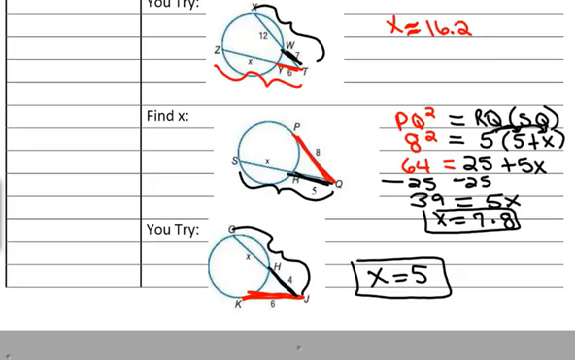Alright, next you're working on your practice worksheet, and then we will do a little whiteboard practice.